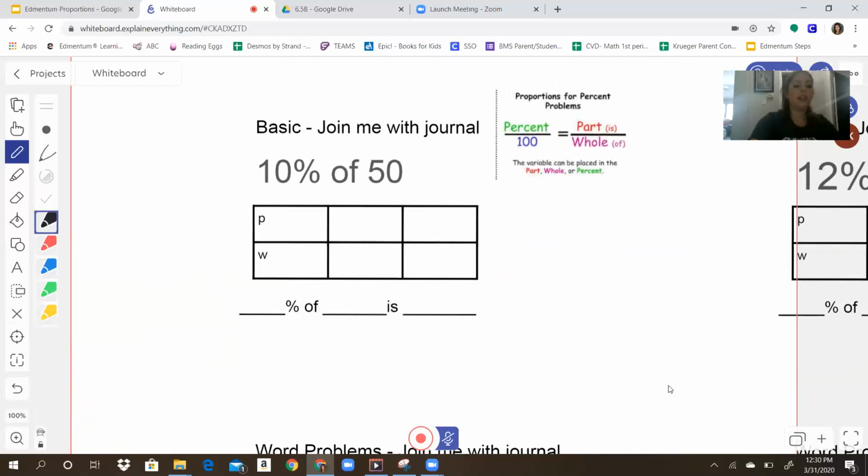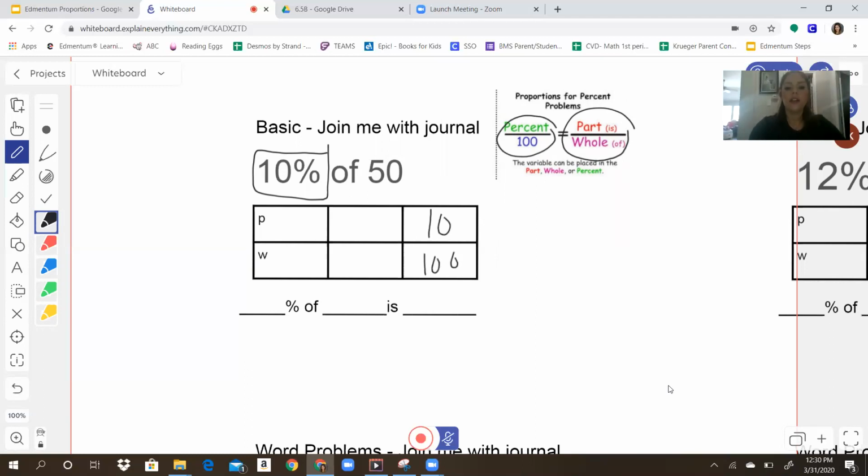10% of 50. So we're going to go ahead and get our percent in here, 10%. Percents are always written over 100. Of 50. We know of is our whole. 10% of 50. So we're looking for a number that is going to be 10% of 50. So our variable is our part.